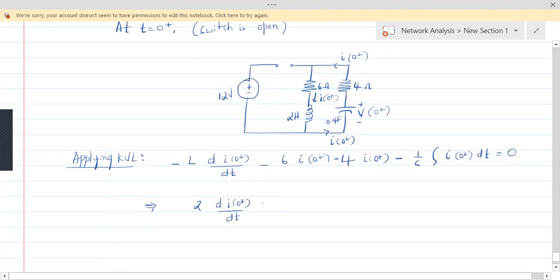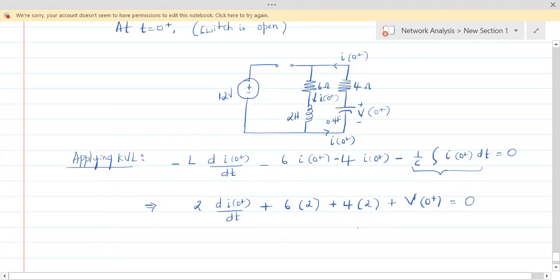Okay, then plus, I'm taking all plus. Now 6 into 2, because I of 0 plus was found out to be 2 amps in the previous step, minus 4 into, sorry, again plus. Okay, so plus 1 by... so what is this? This whole stuff is what? This is V of 0 plus. Okay, so this is what you're going to get.